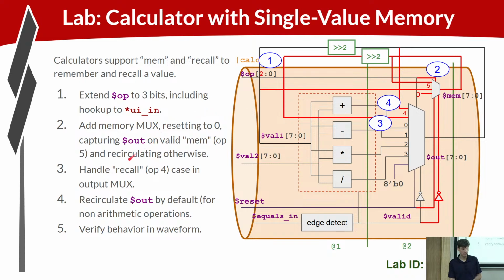And then we need to handle recall, which is sort of the opposite of that. So a value of 4 should select the input for the recall operation. So recall needs to take the value out of the memory and load it into the output. And we want to recirculate out by default if we have invalid operations. And, well, yeah, if we have encodings of the operation that are illegal, or if we have invalid cycles. Okay.